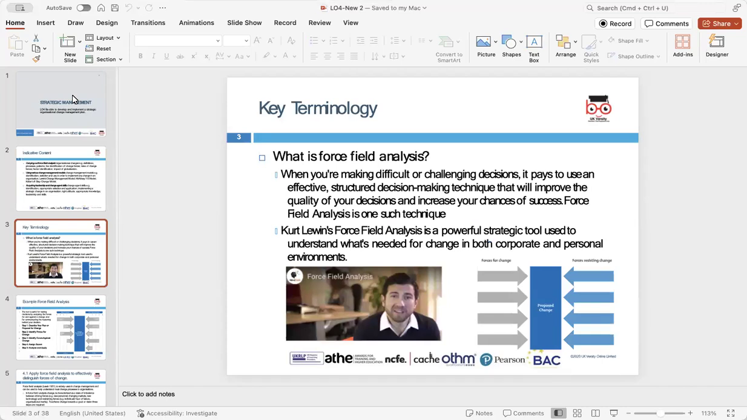Terminology: what is force field analysis? A force field analysis is a valuable decision-making technique, particularly useful when facing complex or challenging decisions. Introduced by Kurt Lewin, this technique provides a structured way to analyze the forces that drive or resist a proposed change. The purpose of this analysis is to improve the quality of decisions and increase the likelihood of success in implementing change, both in corporate environments and personal scenarios.